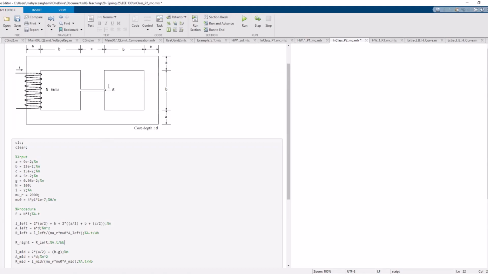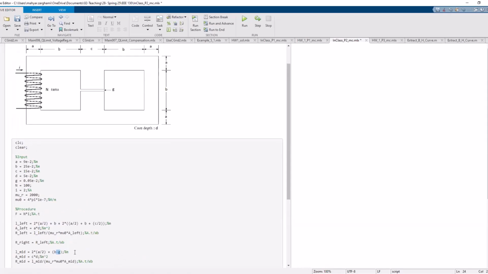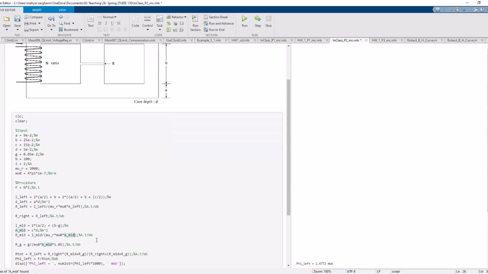Now let's go to the middle part. The middle part, we have 2 times A over 2, the total path length, plus B. There is a tiny part of the air gap, which is not part of the magnetic core. Really, putting this G, whether you put it or not, will not make much difference in your final calculations, but I wanted it to be more accurate, so I put that here. This is the cross-section in the middle part, C times D, and reluctance would be L over the total mu times A.